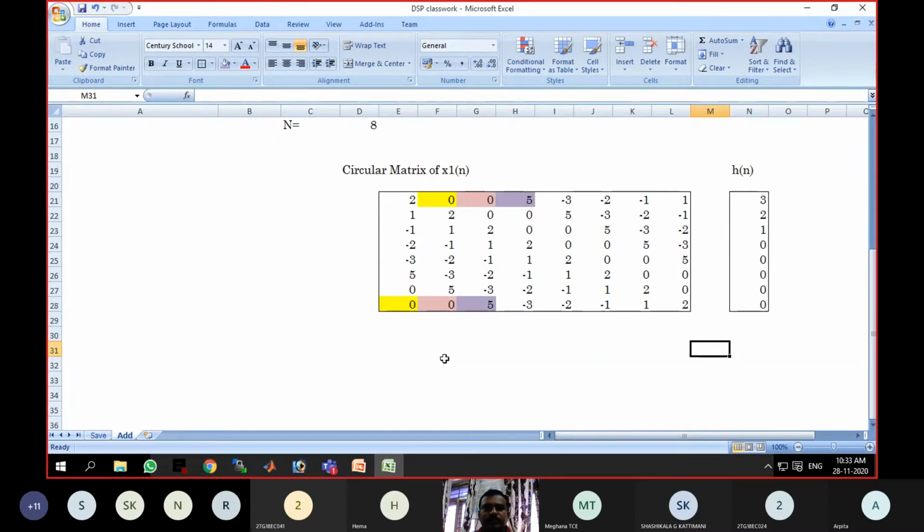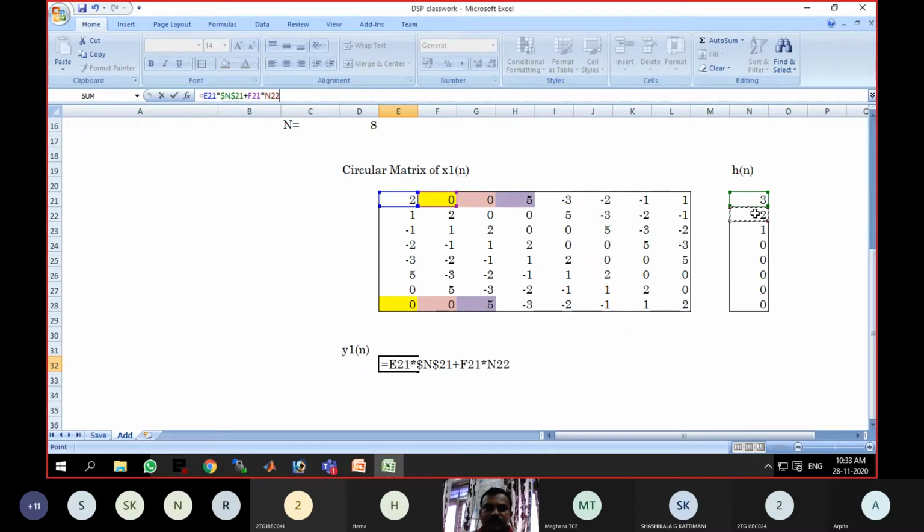So what do we need to perform? We need to perform the calculation of y1 of n. It is purely the matrix multiplication of x1 and h. So perform the matrix multiplication. How will it be done? Here the first element is this value multiplied with this value. Okay. Then addition, this value multiplied with this value.